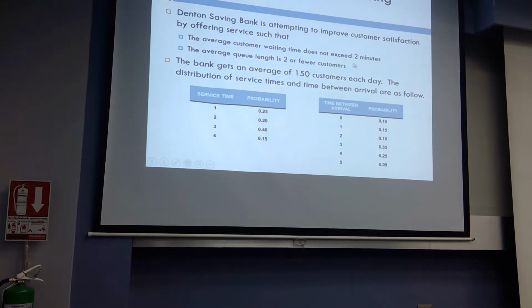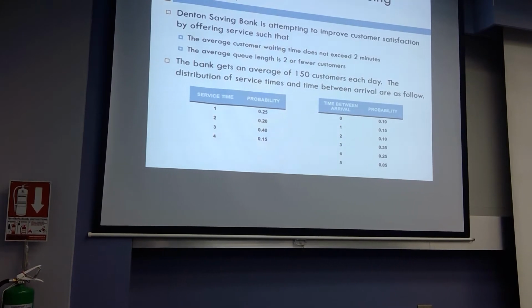This one is very simple. It's the queue at the bank. The savings bank attempts to improve customer satisfaction. They know that customers are willing to wait on average no longer than 2 minutes, and the average queue length should be 2 or fewer customers. That's the target that they're looking for. But first we're going to simulate and see what the performance of this bank is so far.